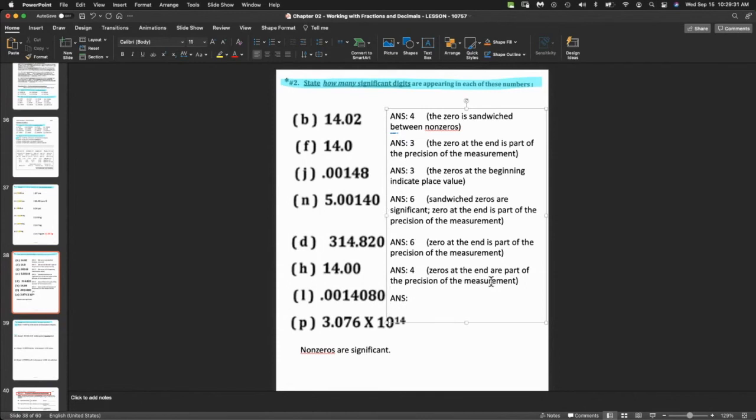So what's the consensus on this one? I think it's 5 as well. So I'll just say here, look, C, J. See question J? Same idea. Why is this 4 and not 3? Because both of the zeros are at the end of a decimal. These are at the end. So they're part of the precision.